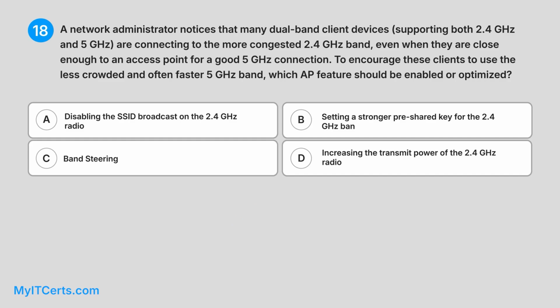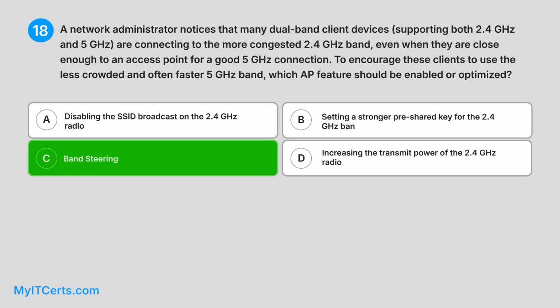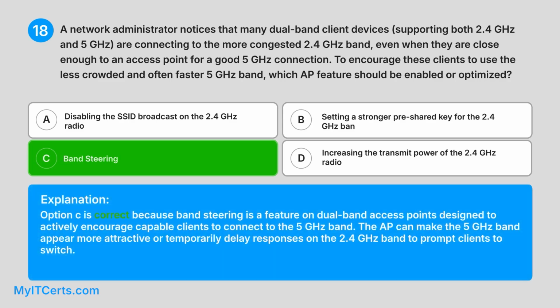Correct answer, C. Band steering. Explanation. Option C is correct because band steering is a feature on dual-band access points designed to actively encourage capable clients to connect to the 5 GHz band. The AP can make the 5 GHz band appear more attractive, or temporarily delay responses on the 2.4 GHz band to prompt clients to switch.